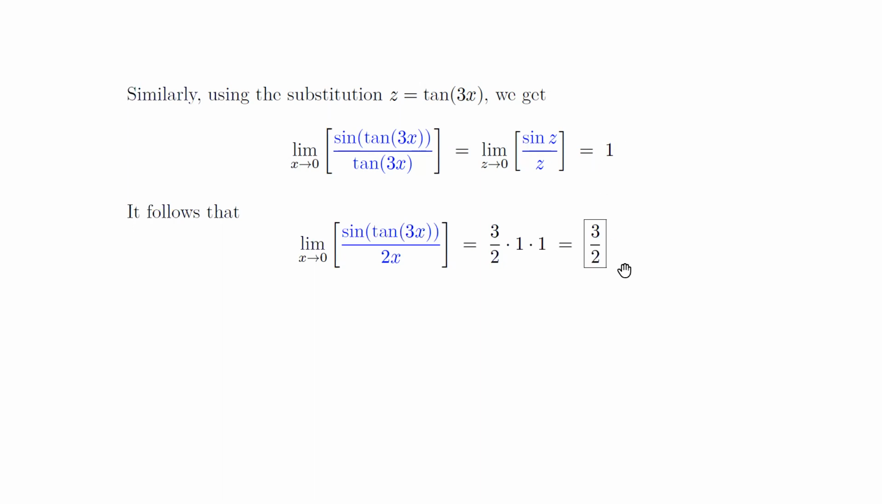So plugging these two into the overall limit, we have 3 over 2 times the product of each limit that we just worked out, so times 1 times 1. And our answer is 3 over 2. And that is it.